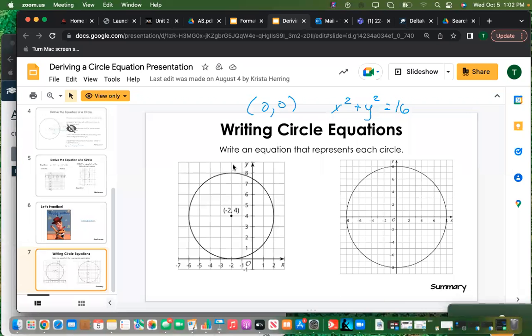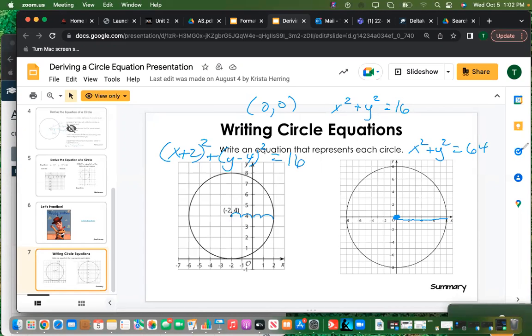So when I write the equation of this, what I'm gonna get is x plus 2 squared plus y minus 4 squared. My radius is 1, 2, 3, 4. So 4 squared is gonna give me 16. Over here, what is my center? 0, 0. So that's gonna be x squared plus y squared. And then what's my radius? So that's gonna give me 64.